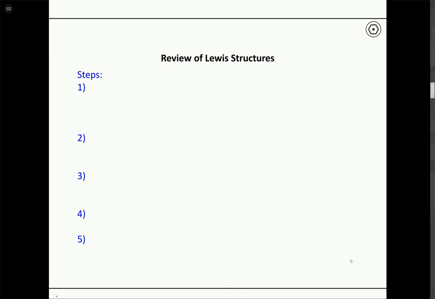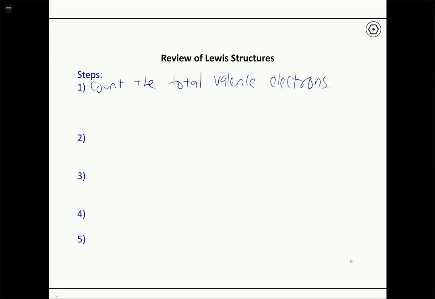So what we're going to first do is count the total number of valence electrons. And we're going to use the periodic table to help us do that. The group number on the periodic table is going to give us the valence electrons. We'll go through some examples later on. Remember, the precise definition is any electron that's in the outermost shell.